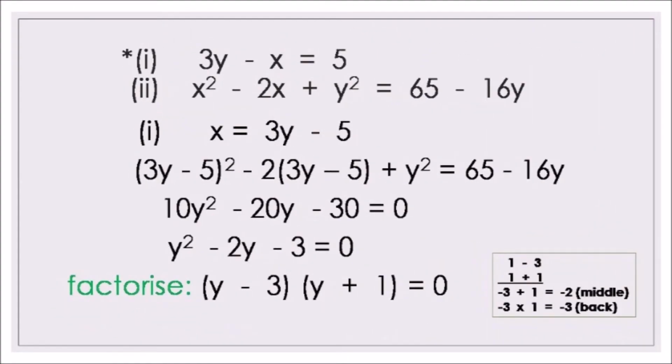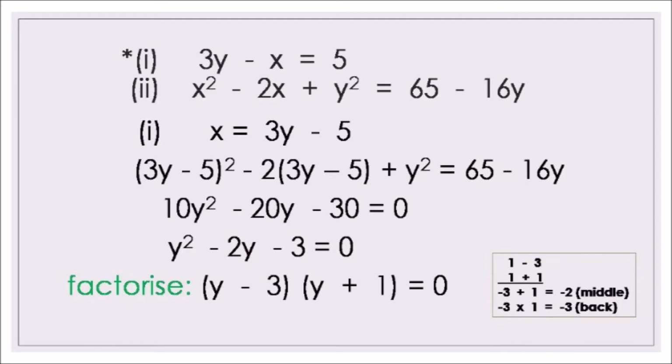Now you factorize y squared minus 2y minus 3 is equal to 0. And you see where I did it. I did the rough work, 1 and minus 3. So the factors would be y minus 3, y plus 1. And you simply cross multiply to check. So you multiply, you add negative 3 plus 1, and when you cross multiply, you would get negative 2 in the middle.